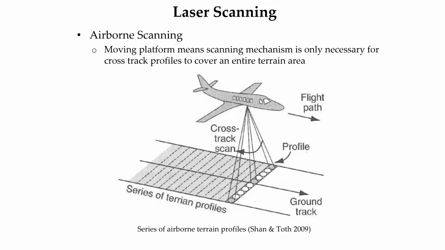Airborne scanning utilizes the forward motion of the airplane to create separation between the terrain profiles. Thus, the scanning mechanism's primary objective is to create the cross-track profiles as shown in the figure.